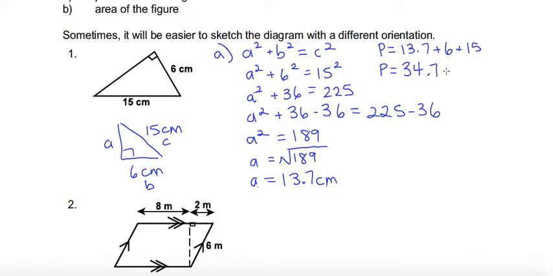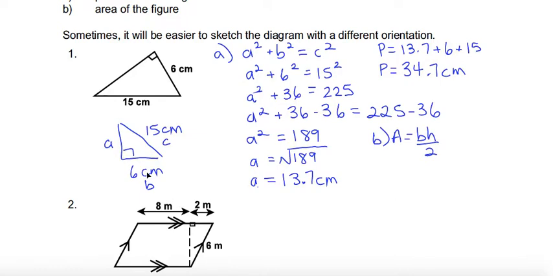And my units are centimeters. So now that I've calculated my perimeter, I found the value of all 3 of my sides, I can now calculate my area. So the area of a triangle is base times height divided by 2. And this is why it's so important to find all 3 of your sides, or at least the legs of your triangles, because your base is your 6 centimeters and the height of your triangle is your A.